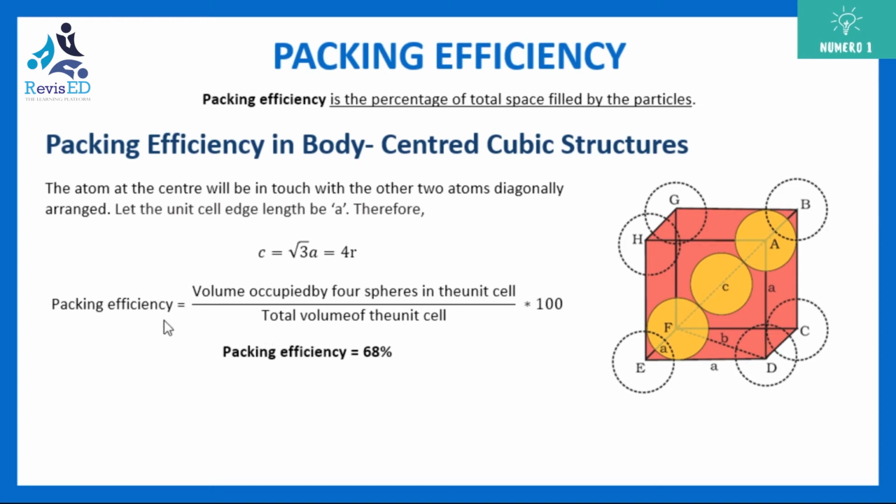Again, packing efficiency will be volume occupied by two spheres in the unit cell divided by total volume of the unit cell into 100. If you use this relation to cancel out things, you get the packing efficiency as 68%. So this was all about the packing efficiency.